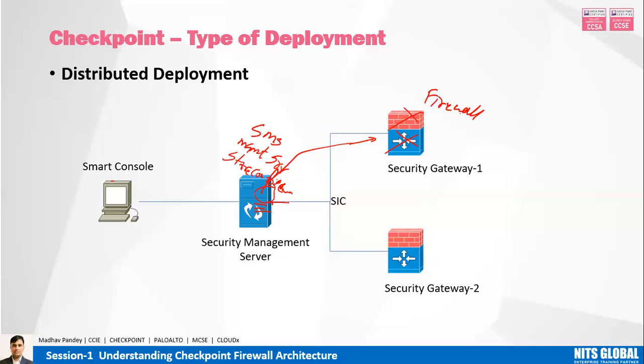Now between this management server and the gateway, the communication is called SIC, secure internal communication. It is secure. Nobody can break it. Nobody can intercept this communication. Why? Because it uses AES 128-bit encryption. It is good, secure communication between these two devices, so nobody can intercept this and nobody can try to break this communication. So it's always secure.